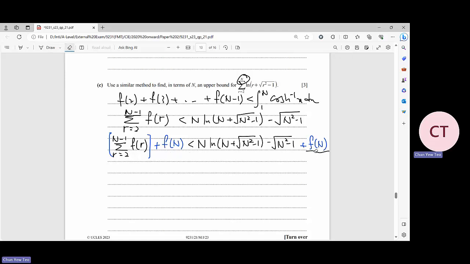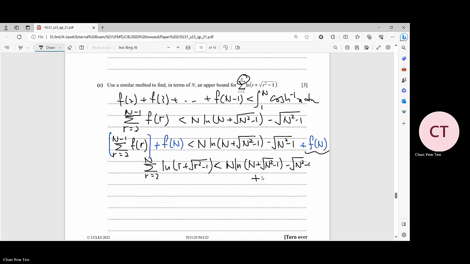So for your left hand, if you plus the Fn, then this series can now start from r equal to 2 and reach until n already. So this one Fr, I straight away write down Fr as ln r plus the square root of r square minus 1. So this one is still less than n ln n plus square root of n square minus 1 minus the square root of n square minus 1. This Fn, just change your r to become n. So you will get this.